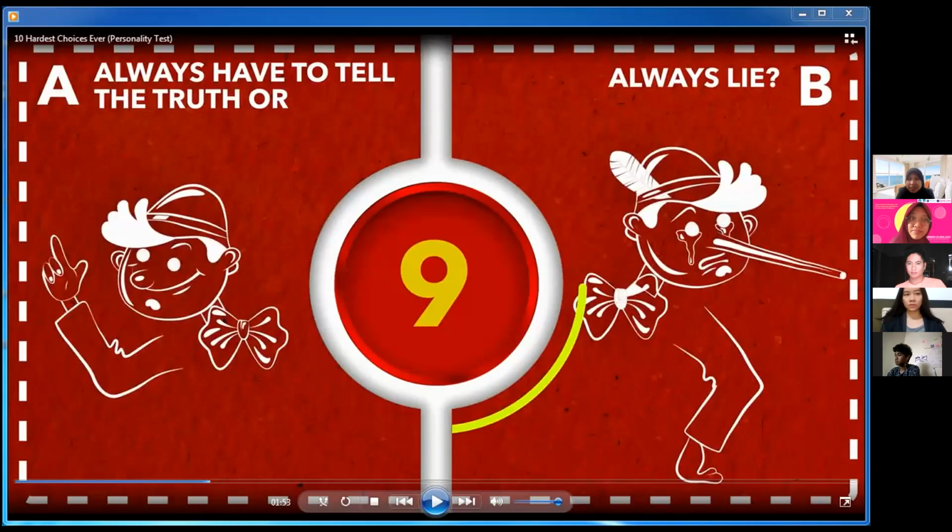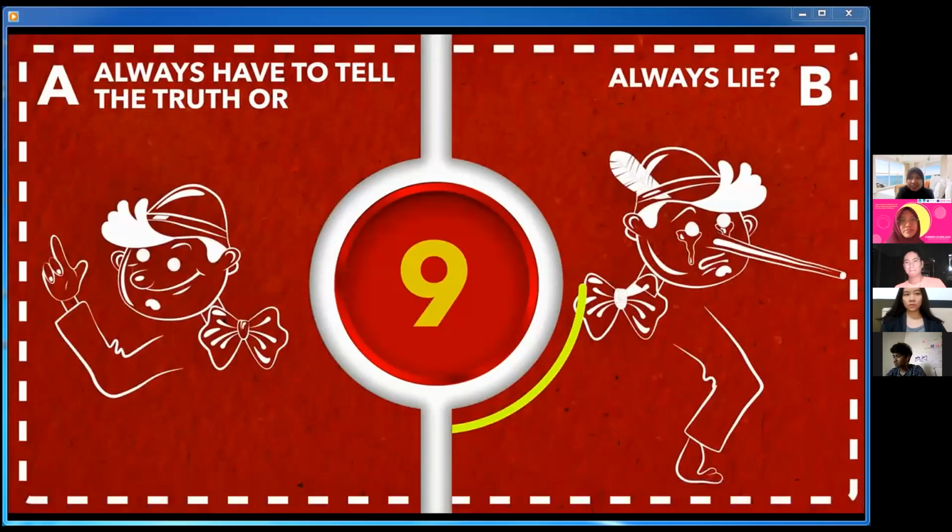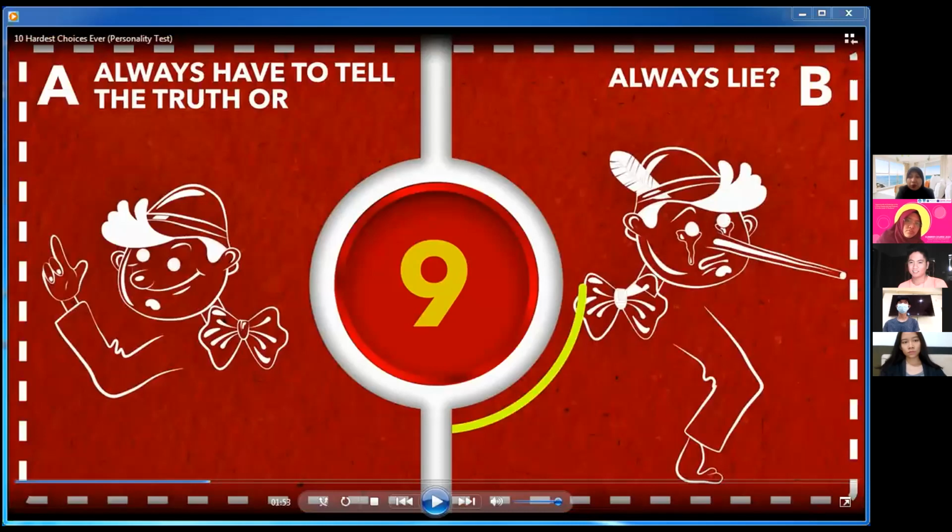Okay, Messel May Eda. Hi, Messel. Messel, can you hear me? Which one do you prefer? Always tell the truth or always lie? Oh, I think Messel has a connection issue here. So I will go with someone else.